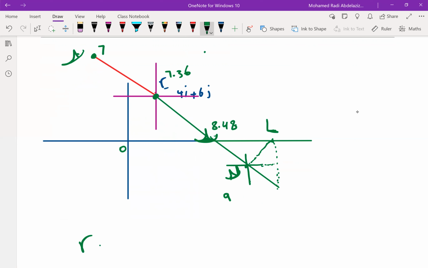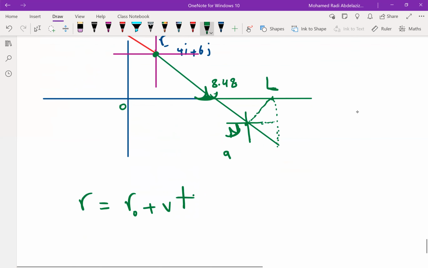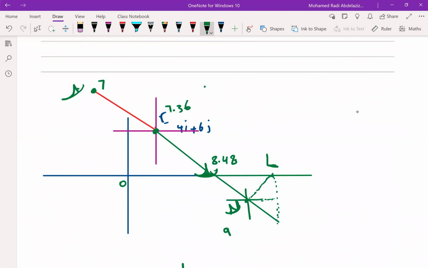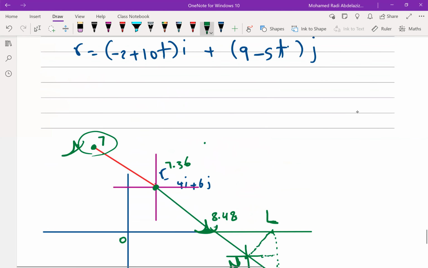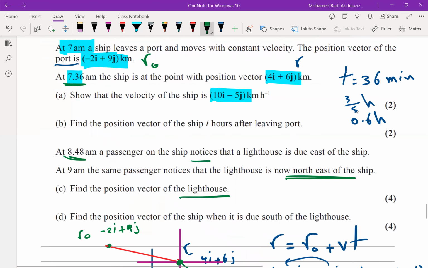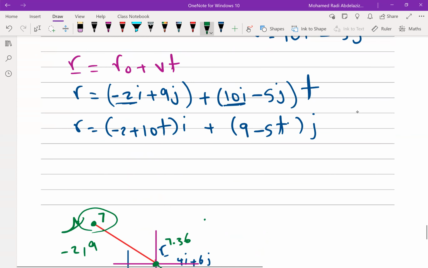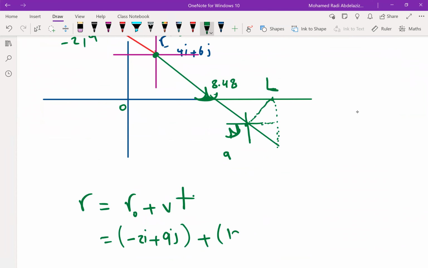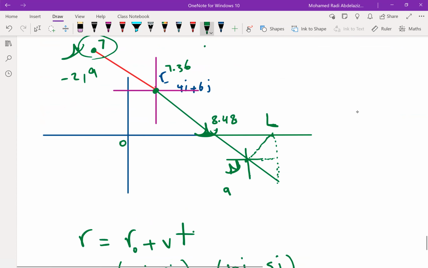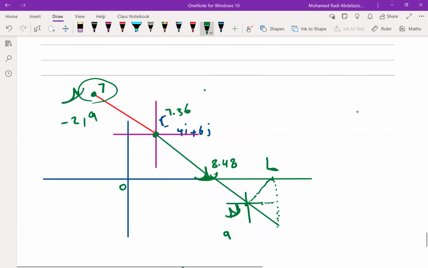So the final R is equal to R plus VT. The final position R, the initial one, if we start from 7 again, so the initial position, it was -2 and 9, -2i and 9j, plus velocity, it's 10i minus 5j, multiplied by the time.